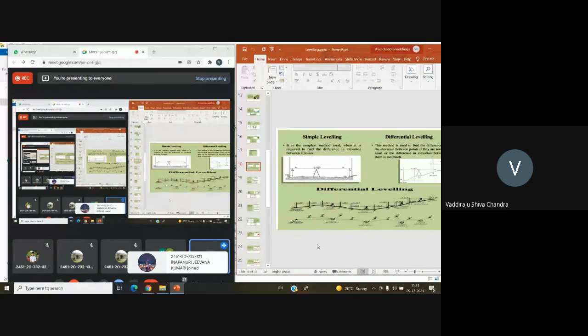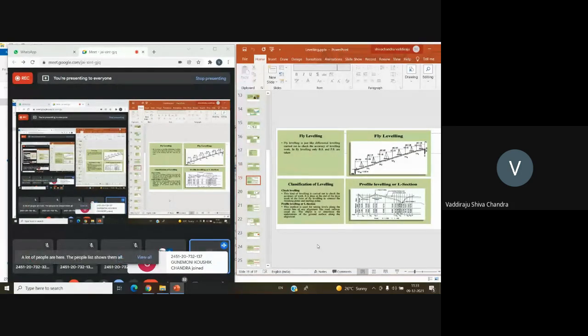In differential leveling, we'll be having multiple station points and multiple intermediate sights, multiple backsights and multiple foresights. So when the area to be surveyed is long, then we generally go for differential leveling. In practice, the leveling which we generally do is differential leveling only. Then fly leveling.